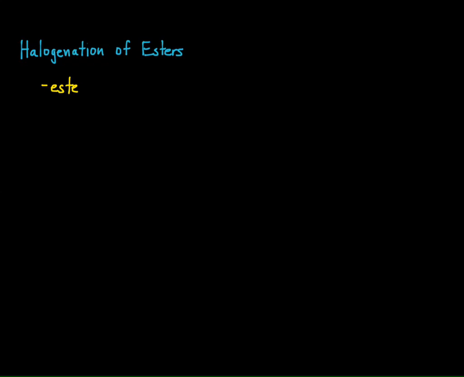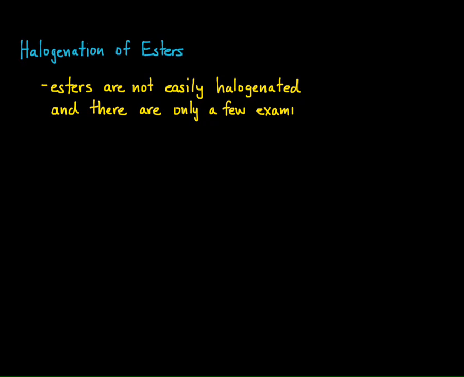And interestingly enough, esters are not easily halogenated. And the reason, again, for this has a lot to do with the stability of the carboxylic acid derivatives. The more stable you get, the less reactive it becomes. So we're going to see amides don't undergo halogenation, and the reason for that has to do with their stability. Esters, you can halogenate them.